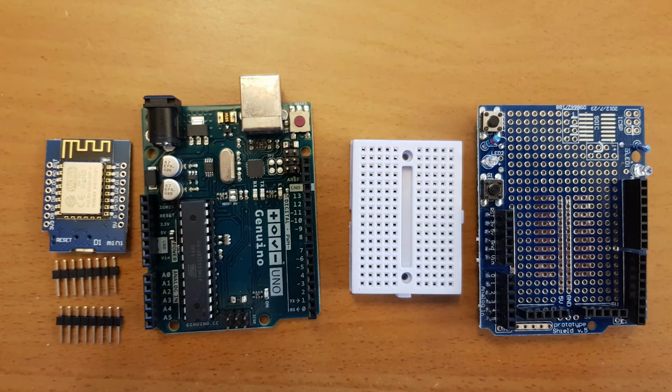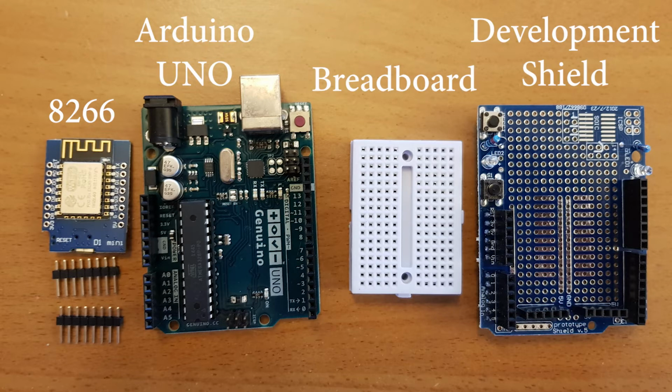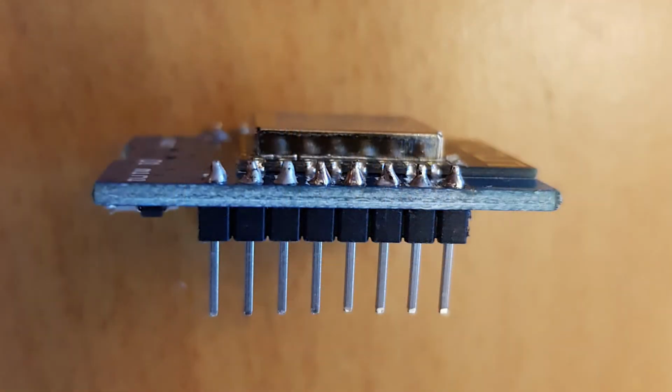This video shows how to work with the ESP8266 and Proteus IoT Builder. For our example, we have the WeMOS 8266, an Arduino Uno or Mega, a testing breadboard, and an Arduino development shield. The first step required is to solder the SIL connectors to the 8266 for use with the breadboard.